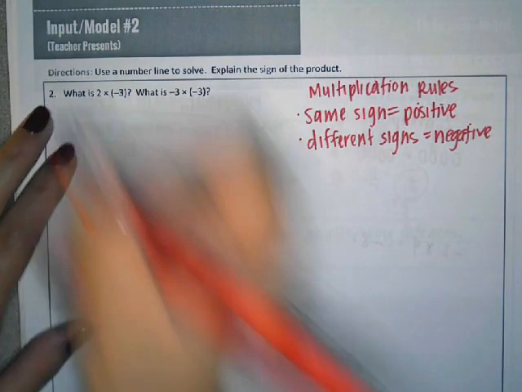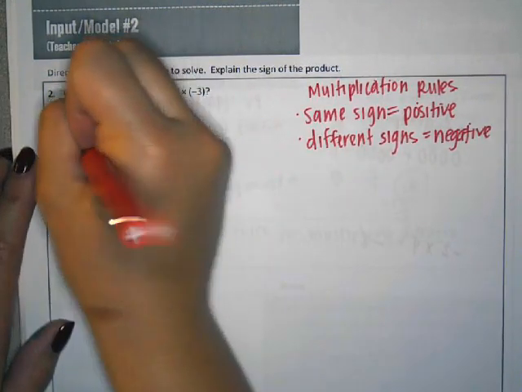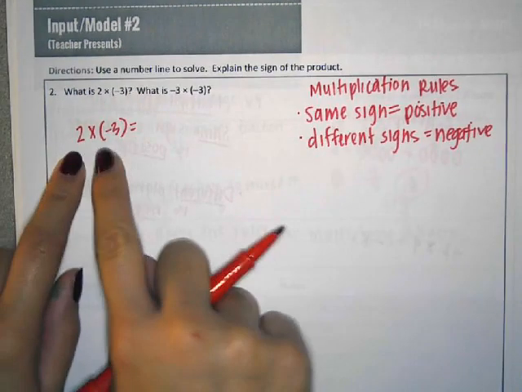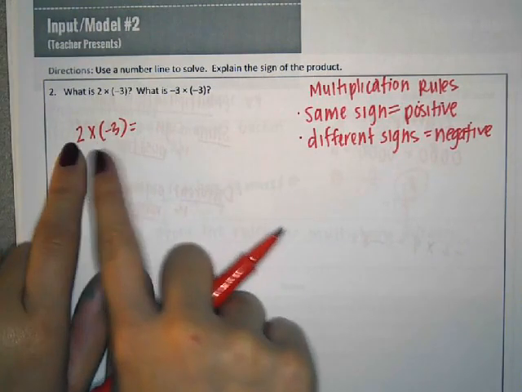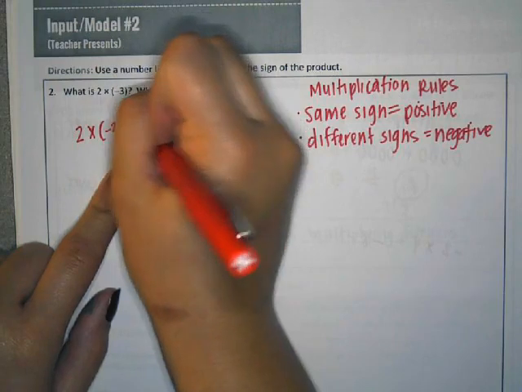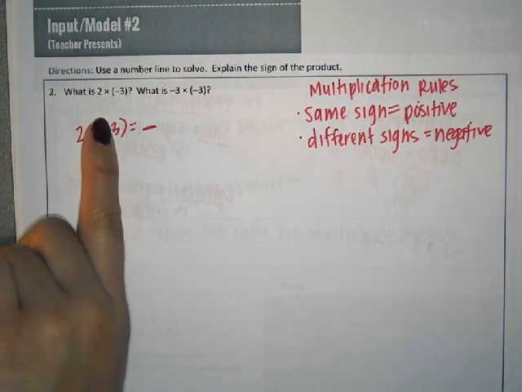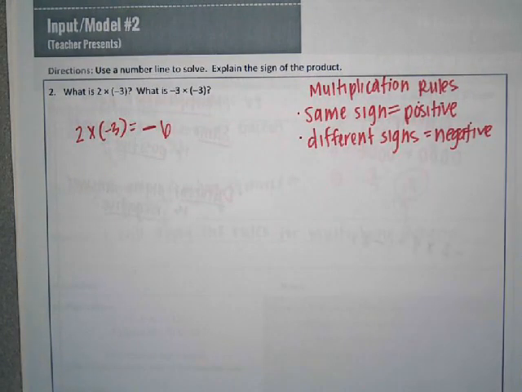So let's look at this first one. So 2a, let's just call this a, right? We have 2 times negative 3. So I have two different signs. I have a positive 2 and I have a negative 3. So I know my answer because I have different signs, it's going to be negative. So right away I'm just going to put a negative sign. And I'm going to ignore the signs and I'm looking at 2 times 3. 2 times 3 is 6. So my answer is a negative 6.